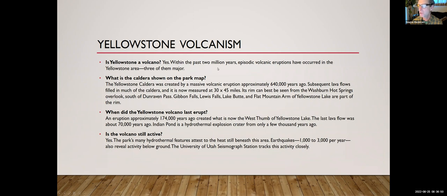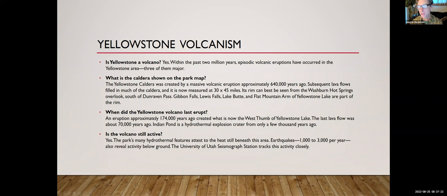And within the past 2 million years, episodic volcanic eruptions have occurred in the Yellowstone area, 3 of them being quite major. The caldera was created by a massive volcanic eruption approximately 640,000 years ago. Subsequent lava flows filled in much of the caldera, and it now measures about 30 by 45 miles. An eruption approximately 174,000 years ago created what is now the west thumb of Yellowstone Lake. The last actual lava flow was about 70,000 years ago.